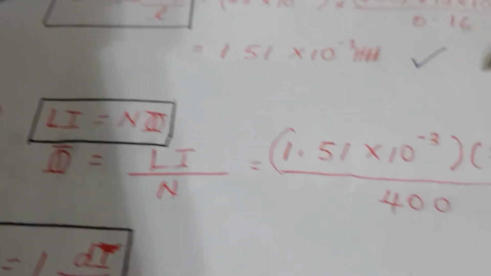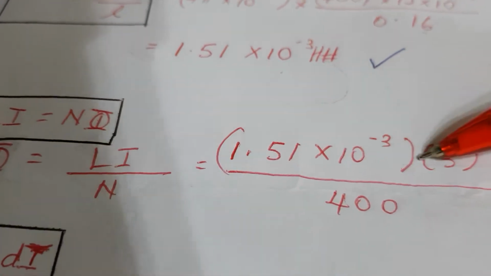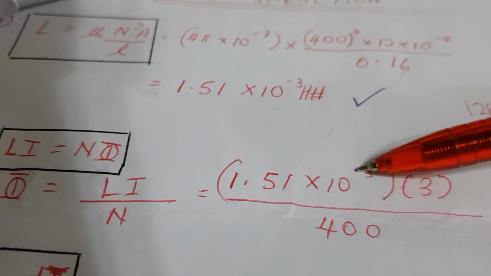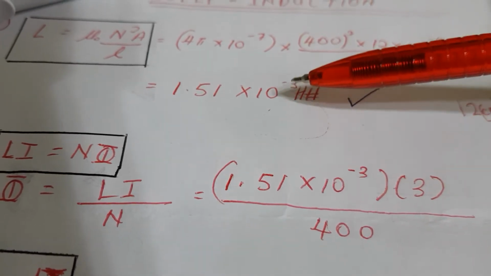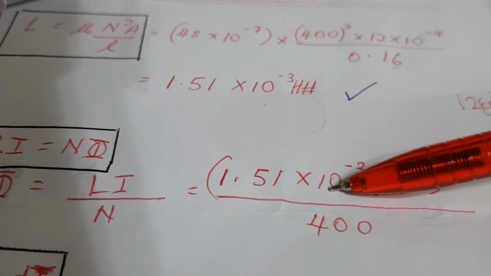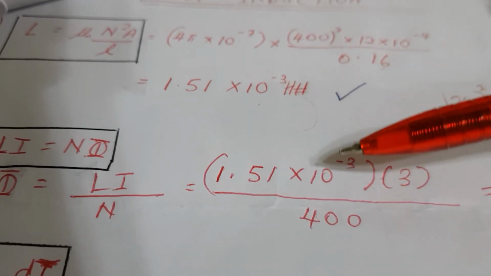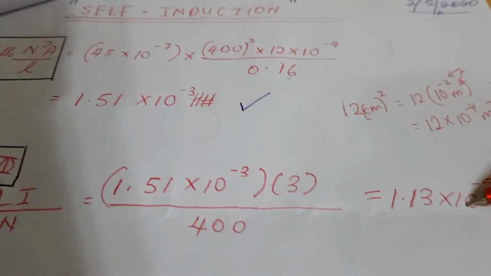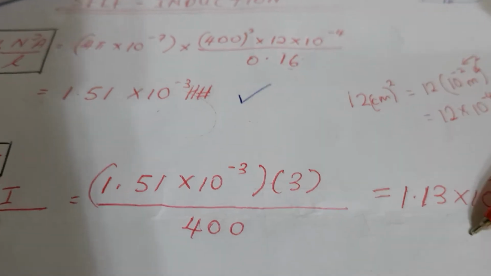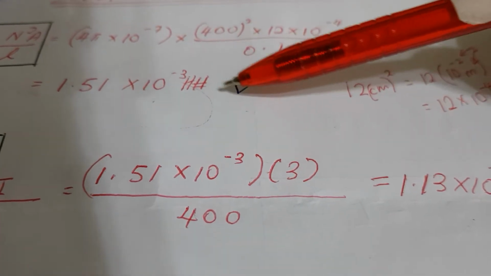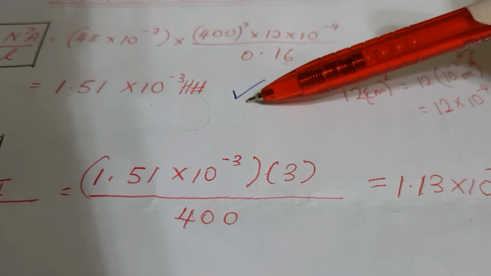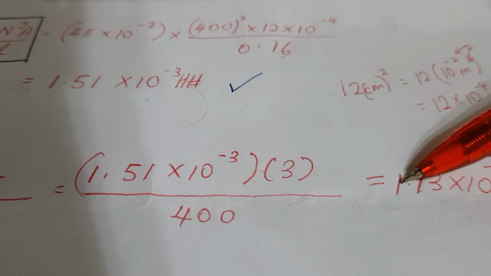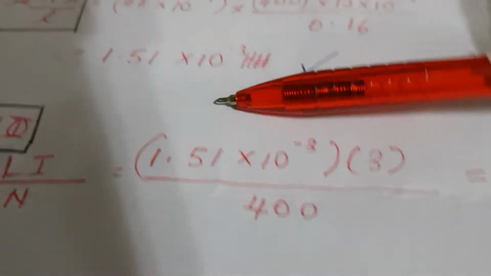Now L is given to you as 1.51 times 10 to the power negative 3. Whatever answer you took in part A, you must sub back here. You must follow through. If your answer in part A is wrong, and you have put the wrong answer here, then definitely your final answer here will be wrong. If the marking scheme for that year is follow through, that means if a wrong answer is substituted in a correct formula, you will get marks there, depending on how the marking scheme is for that particular year.